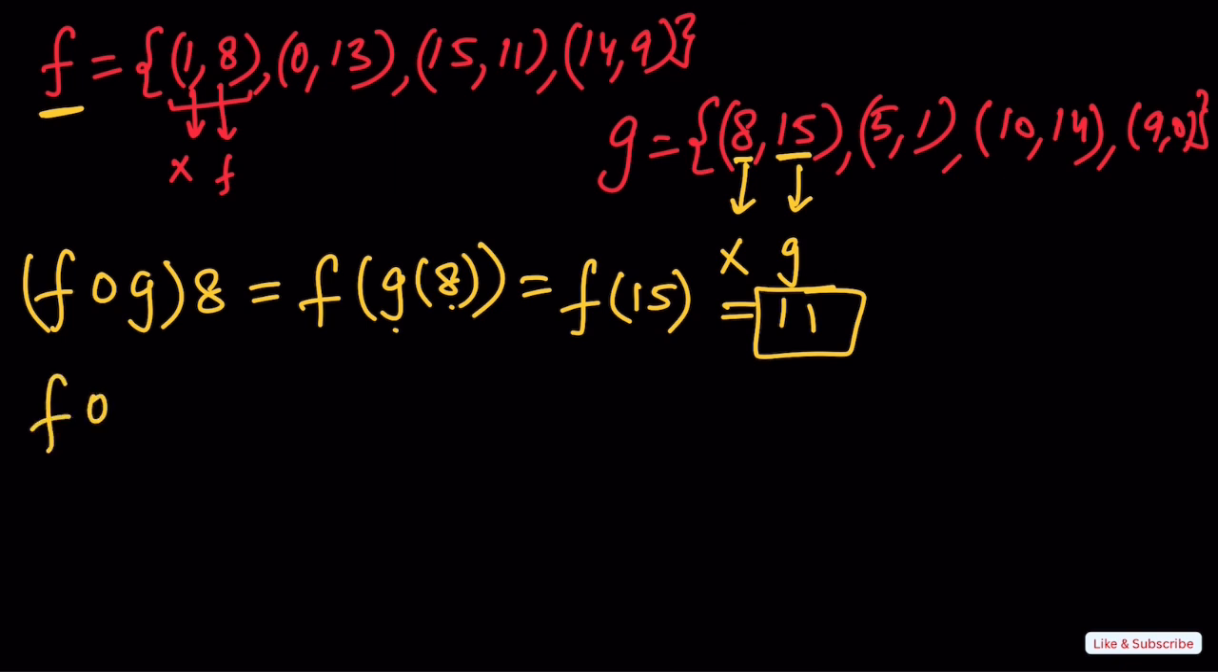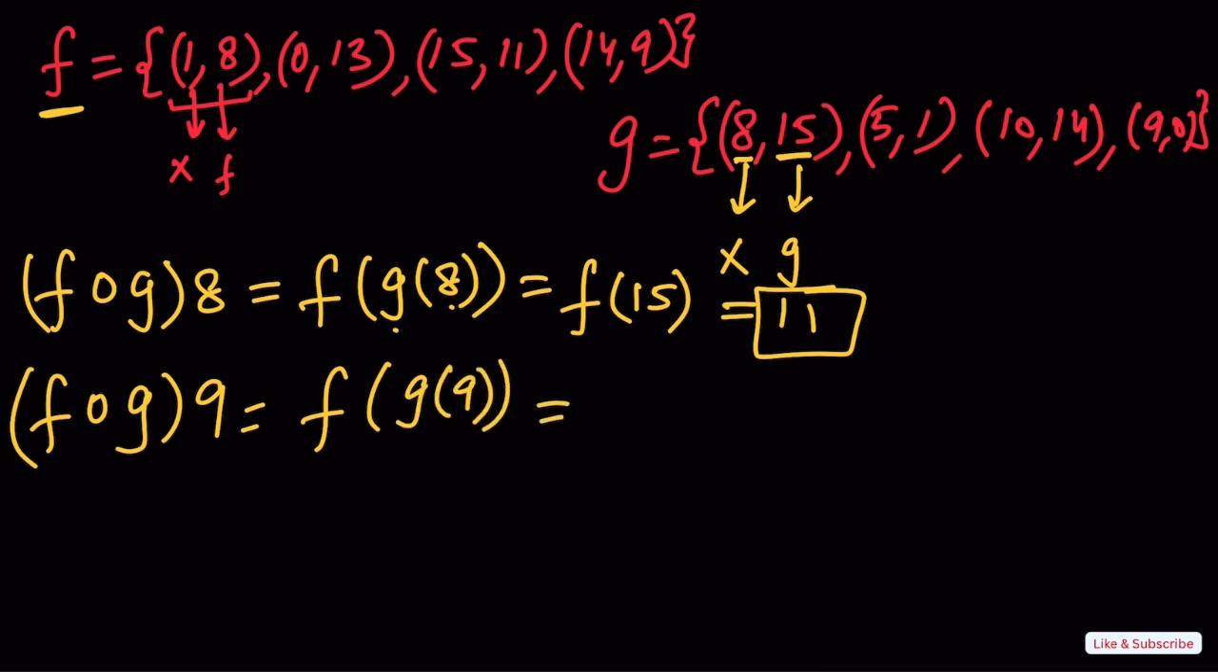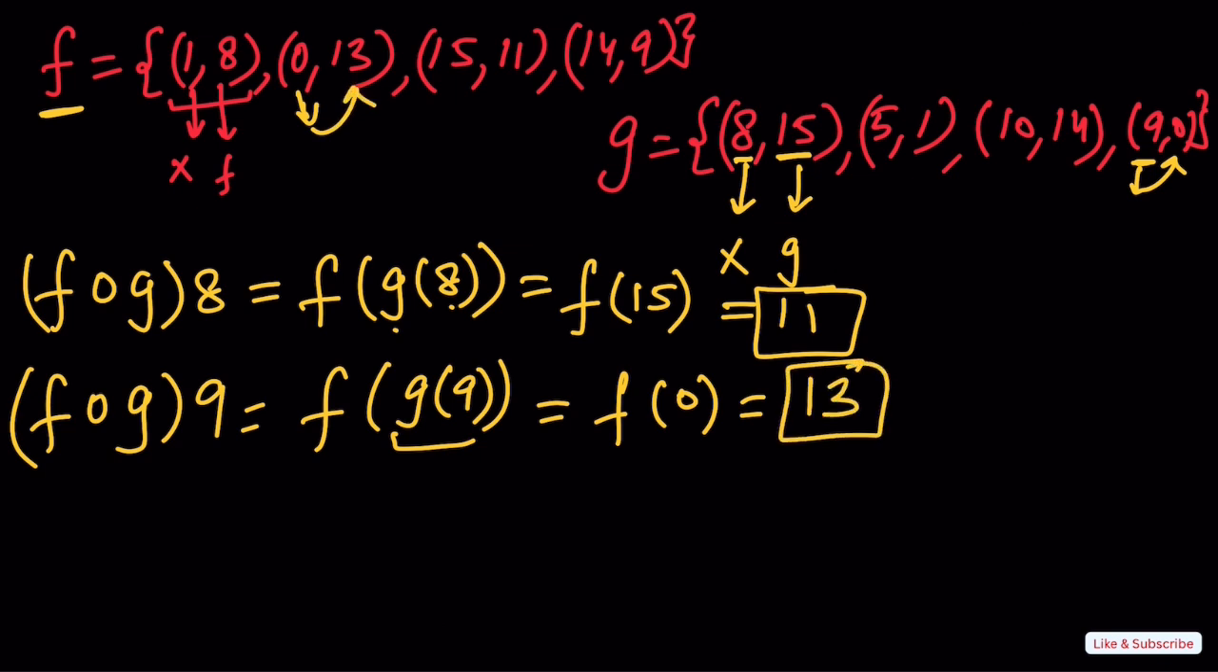Calculate f of g of 9. Now I can write this as f of g of 9. Now what is the value of g of 9? Now in function g, look for the value 9. I think the value of g with x being 9 is 0. So I can write this as f of 0. Now where is f of 0? x is 0 right here, so that gives you 13. So we got the value for this function as 13.